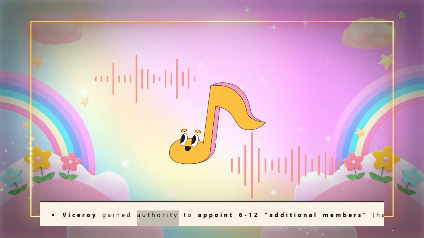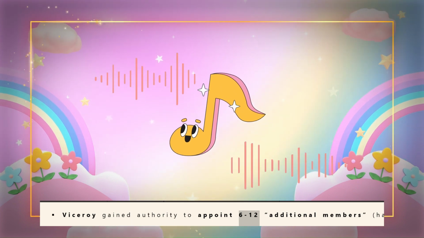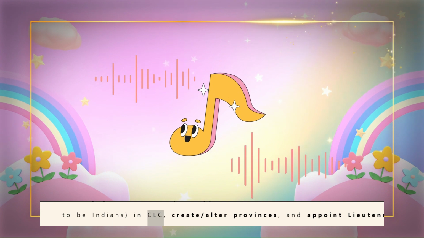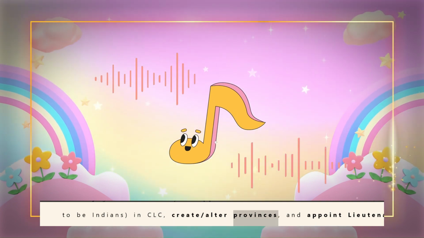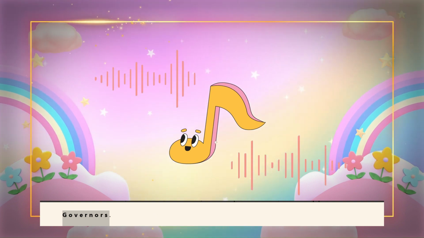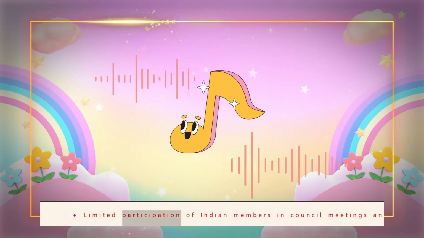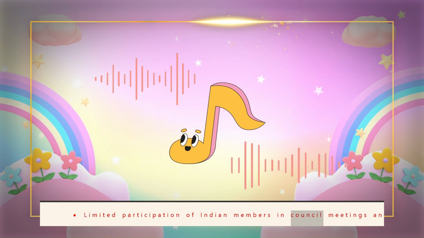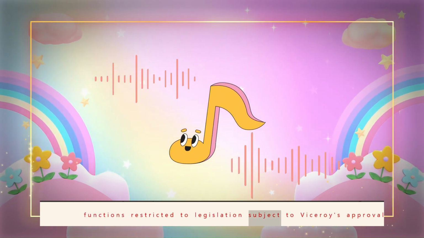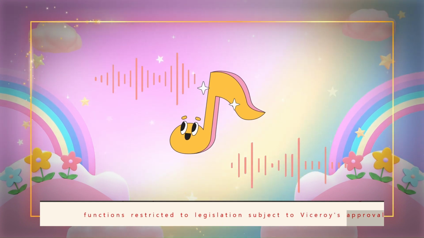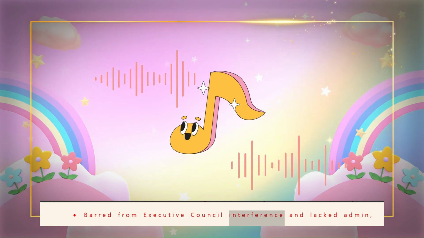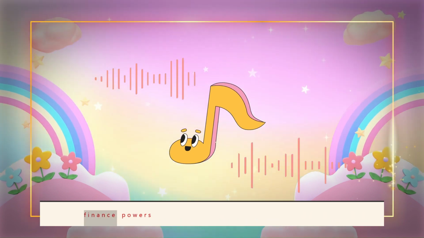The Viceroy gained authority to appoint 6 to 12 additional members, half to be Indians, in the CLC, to create new provinces, and to appoint lieutenant governors. Participation of Indian members in council meetings was limited, and their functions were restricted to legislation subject to the Viceroy's approval. They were barred from Executive Council interference and lacked administrative and finance powers.